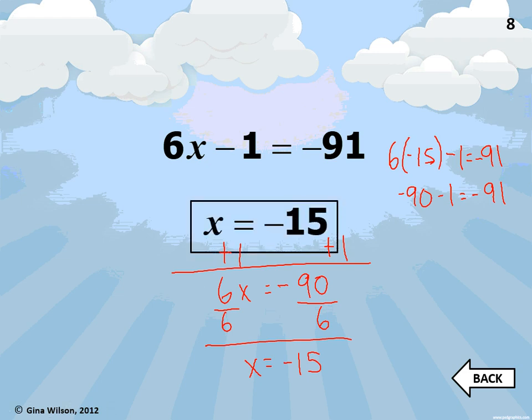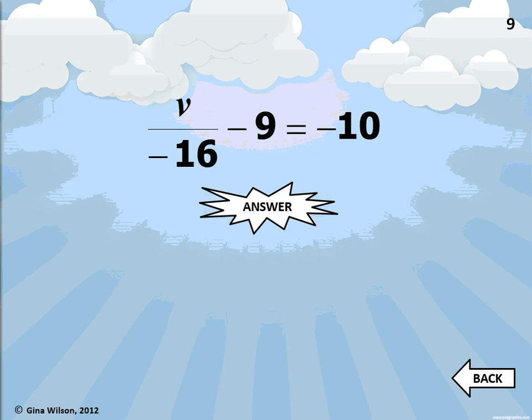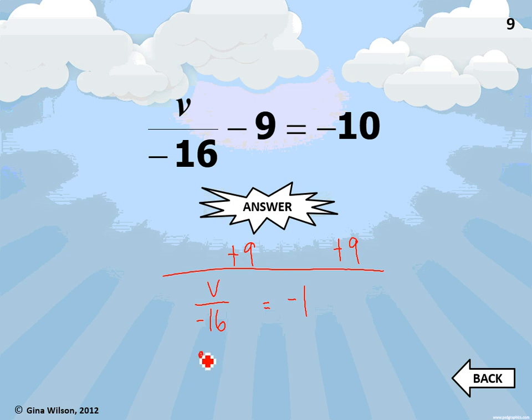All right, next problem. v divided by negative 16 minus 9 equals negative 10. So we're going to add 9 to both sides. Get rid of that minus 9. v divided by negative 16 equals negative 1. Negative 10 plus 9 is negative 1. We're now going to multiply by the inverse. So times negative 16. That gives us v equals negative 1 times negative 16, so 16.